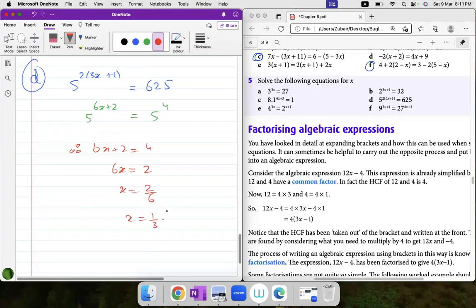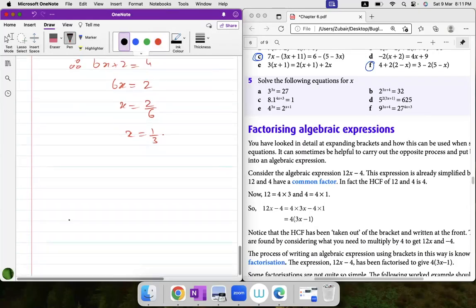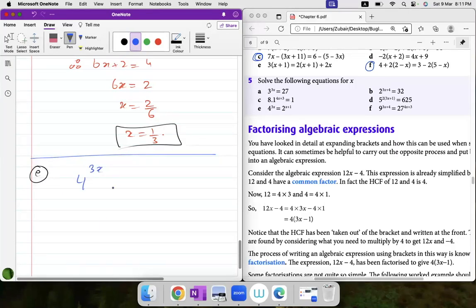Yeah, 1 over 3, basically. 1 over 3. Correct. E part. That's correct. X is equal to 1 by 3. E part says 4 raised to the power 3x is equal to 2 raised to the power x plus 1.